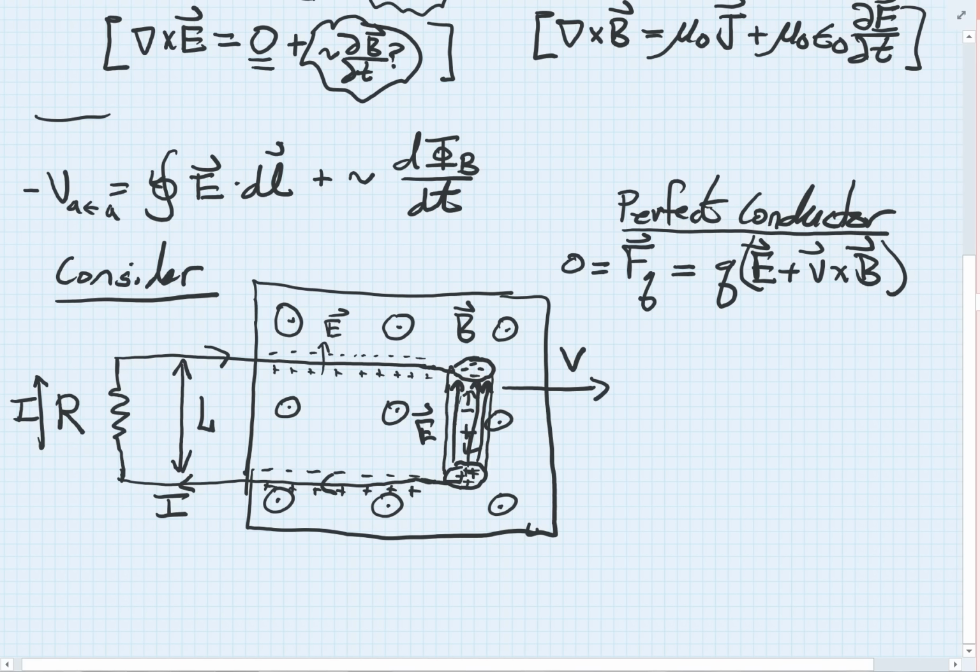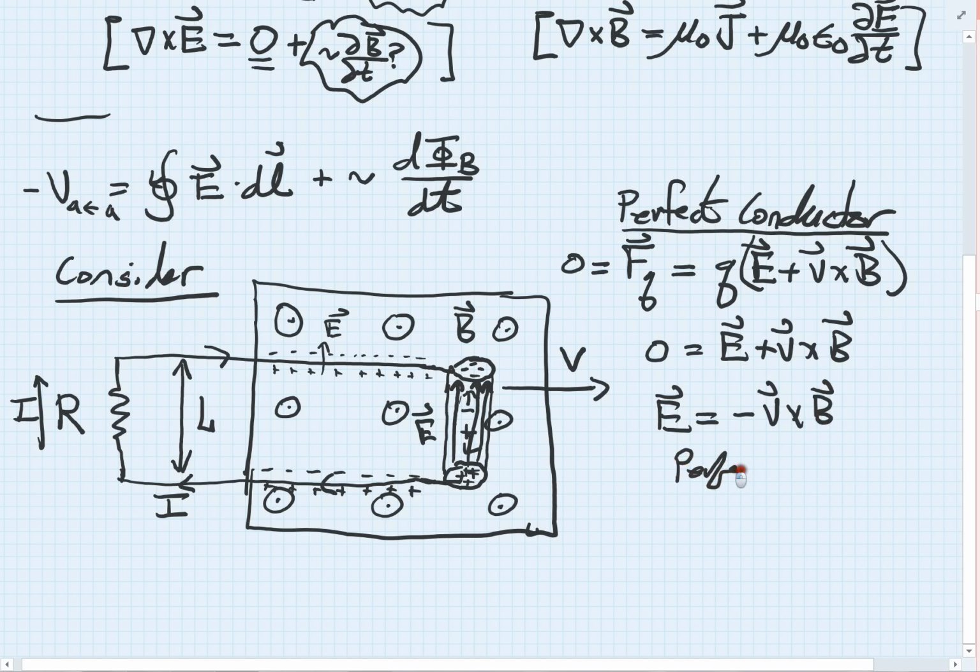And now what we see is that the condition for the perfect conductor is not that the electric field is zero, but that the electric field plus v cross B has to equal zero. Another way of phrasing it, of course, is that the electric field inside a perfect conductor traveling at velocity v is not zero, but it's minus v cross B.